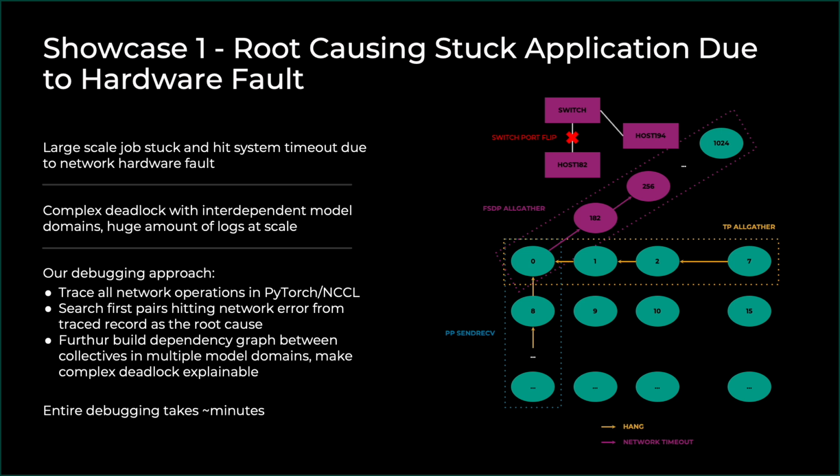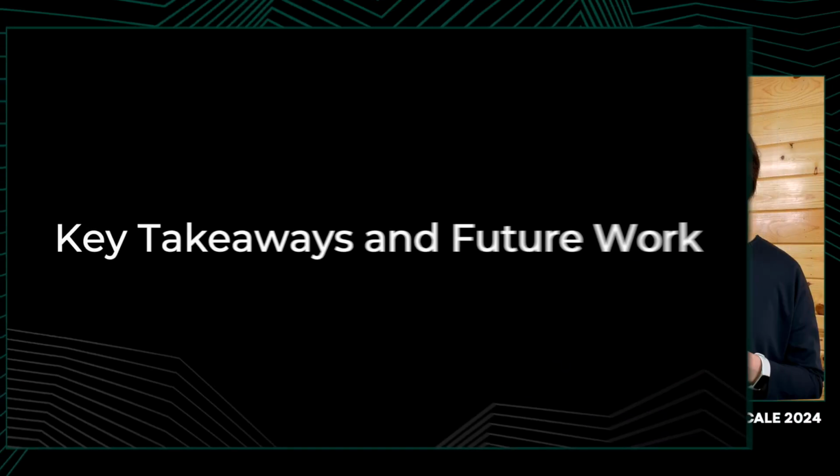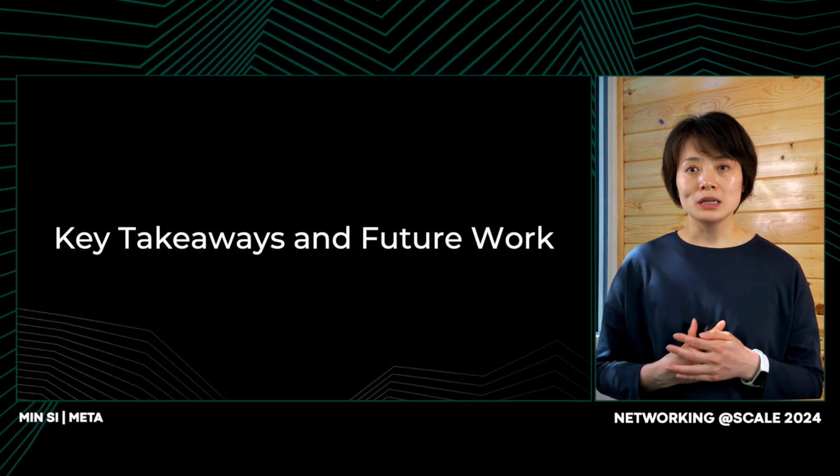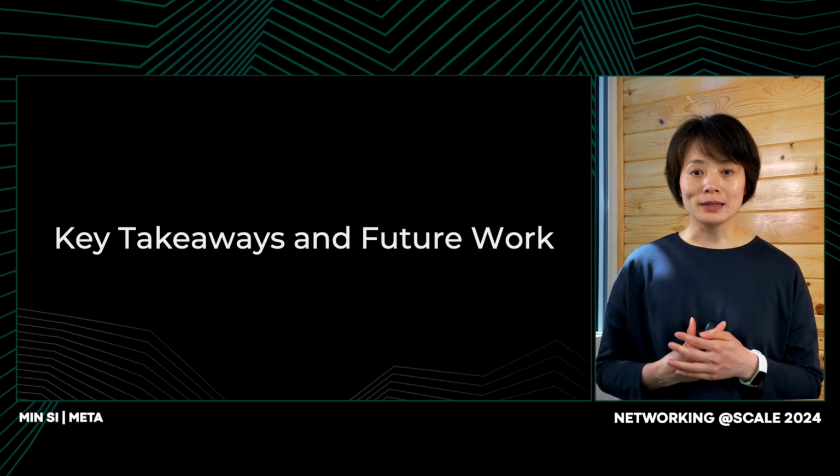So for example, here we can see the two ranks of the FSDP all-gather actually hit a switch flip that caused the deadlock. Furthermore, this tool also allows us to generate a human-readable model-level dependency of all the ongoing collectives, allowing developers to understand why the interdependent deadlock happened. So this is how we improved our failure debugging.